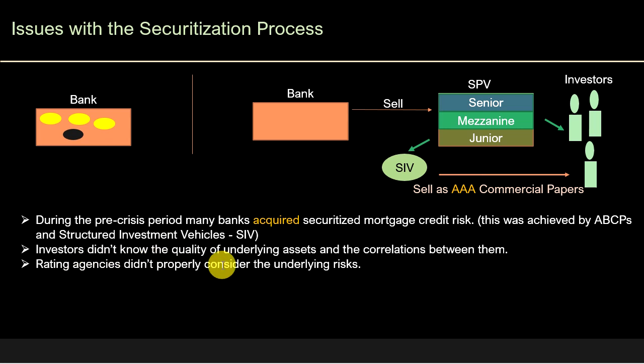Investors didn't know the quality of the underlying assets and the correlations between them. So for example, if all these loans were given to a couple of sectors that are highly correlated, then one default might also trigger the default of other loans, in which case these commercial papers might be almost worthless. Investors didn't know all this. Also, rating agencies didn't properly consider the underlying risk when they were providing ratings. So these were some of the issues with the securitization process that led to the financial crisis.